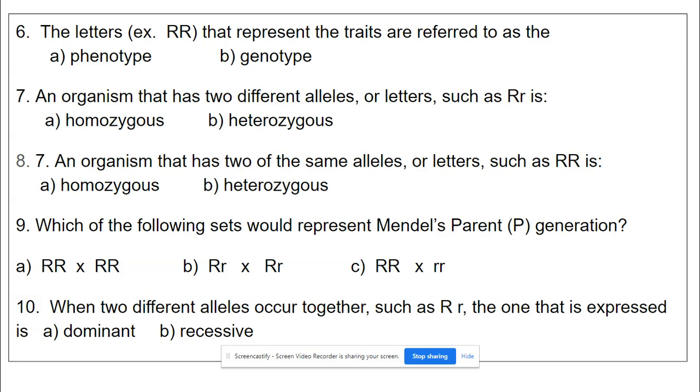Number 9, which of the following sets would represent Mendel's parent generation? What Mendel did is he crossed true breeding plants. So this would be letter C. He crossed ones that were completely dominant for one trait and recessive for the other to create hybrids. Number 10, when 2 different alleles occur together, such as capital R, lowercase r, the one that is expressed is A, dominant.